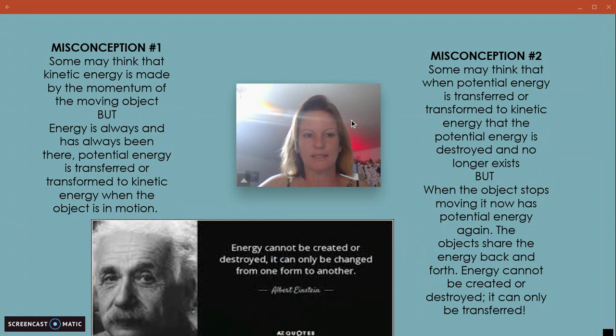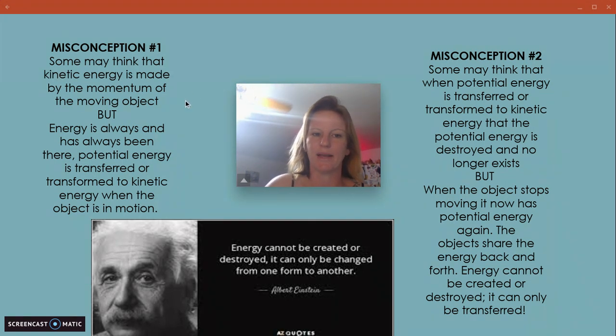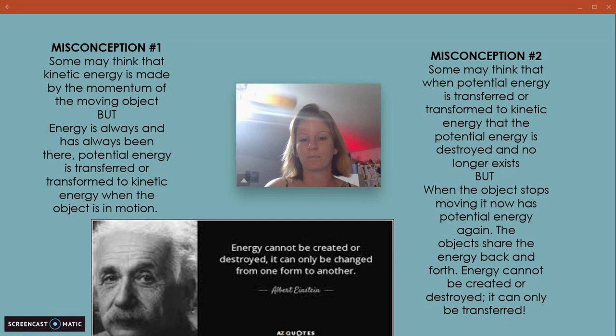So, a couple of misconceptions that students may have or you may find. The first one is that kinetic energy is made by the momentum of the object. That's not true. Just because an object is moving and accelerating does not cause the kinetic energy. The energy has always been there. You cannot create nor destroy energy. So the correct thinking is that when the object starts moving from its original position, where it had potential energy, that potential energy is being converted into kinetic energy. It's not creating more energy.